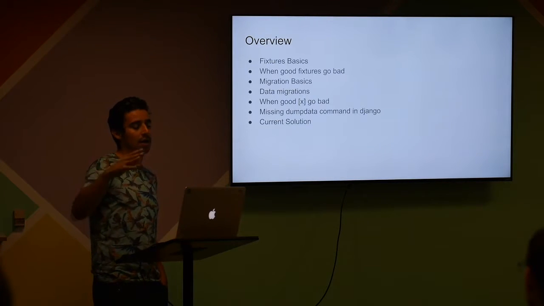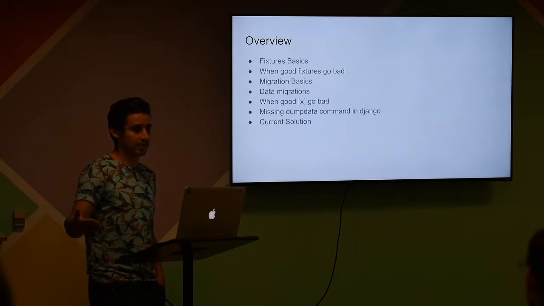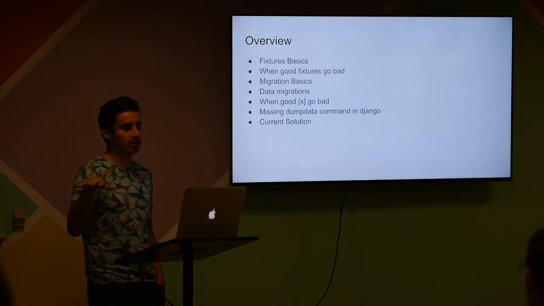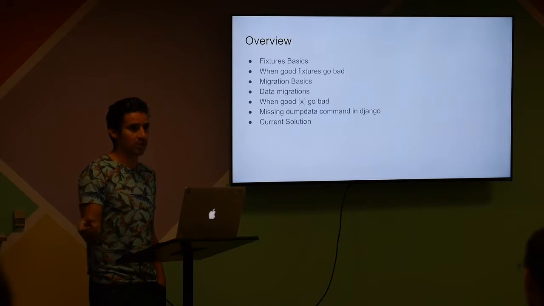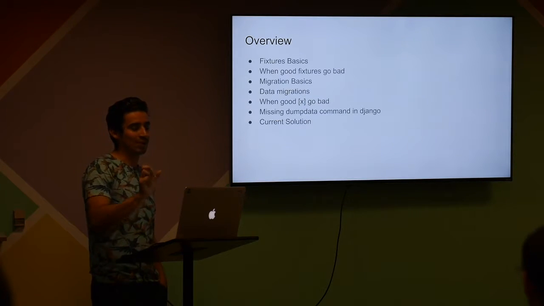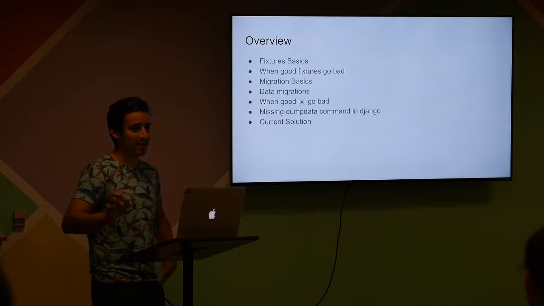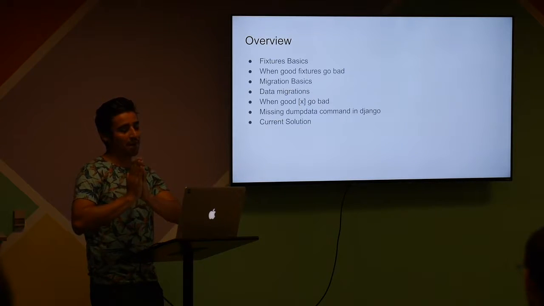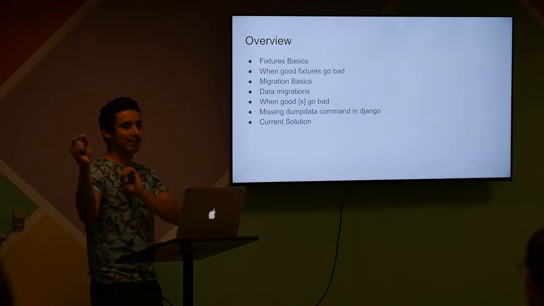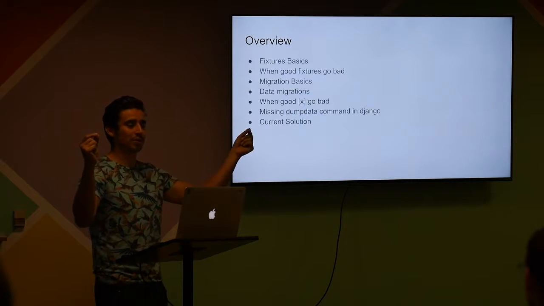And now after that I'm going to move into the migration basics. We'll talk about migration basics, then we'll go into data migration specifically, which is a specific type of migration for Django. And then when even those data migrations go bad, and I think I'm going to try and paint the picture to the point when we're at the data migrations, we're going to understand why we talked about the fixtures, because the same problems existed in both those areas.